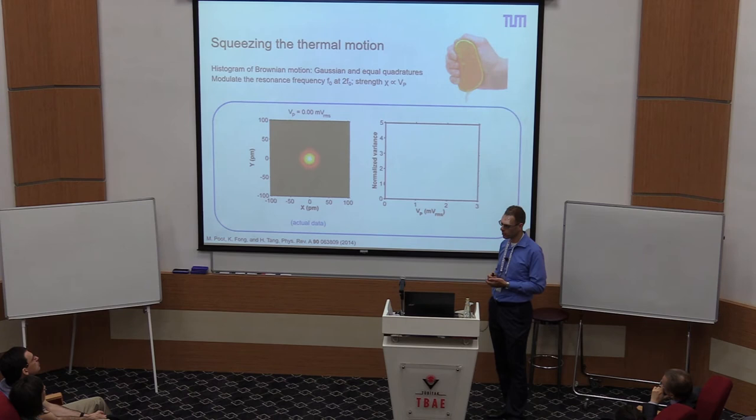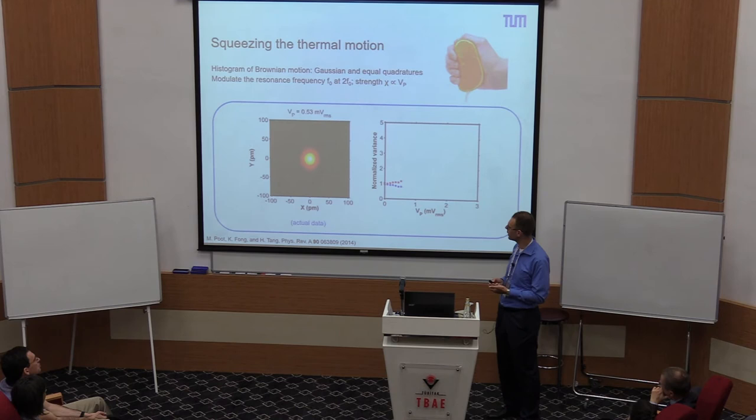So here you will see the pumping strength, which is typically indicated with a chi. In this case, we actually apply different voltages, and we're going to see how this histogram changes. So now you see we increase the pumping. You see it actually becomes a little bit larger along this direction here. And at the same time, it also becomes narrower and narrower in the x direction.